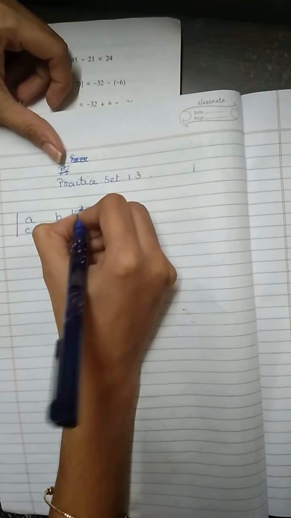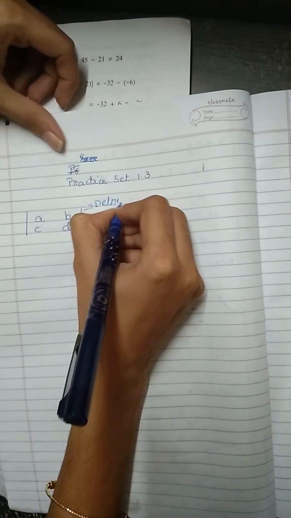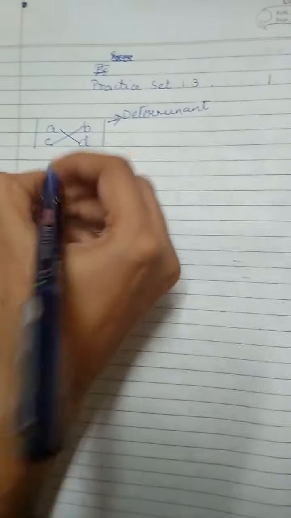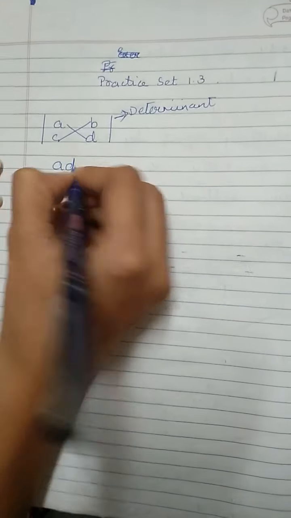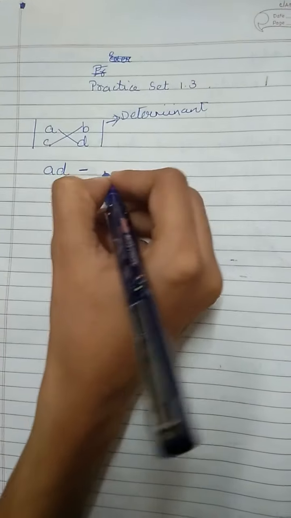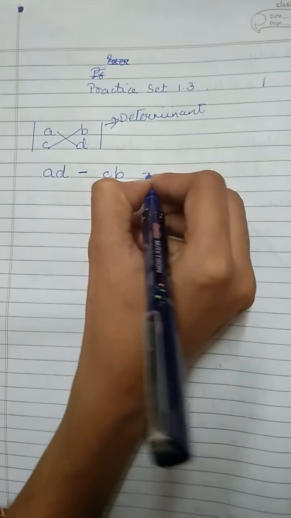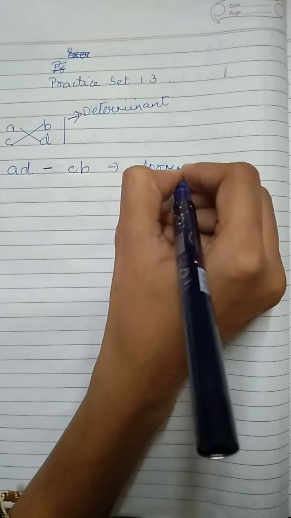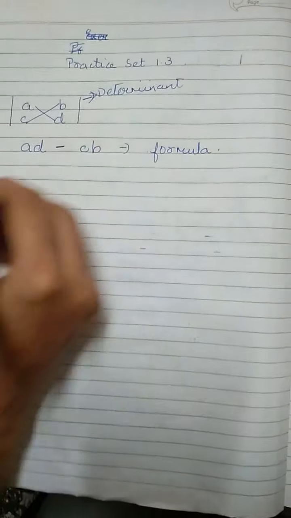This is known as a determinant. Cross multiply: a into d minus c into b. Now let us solve some examples.